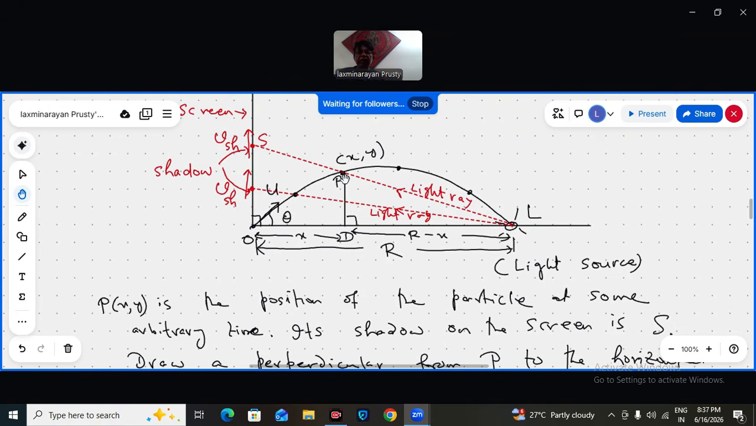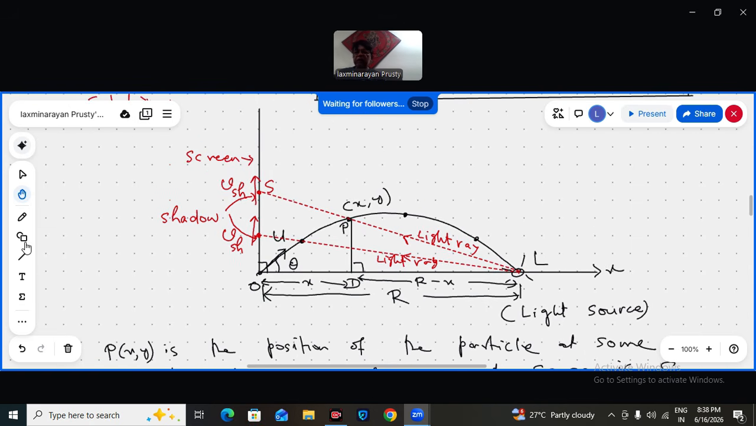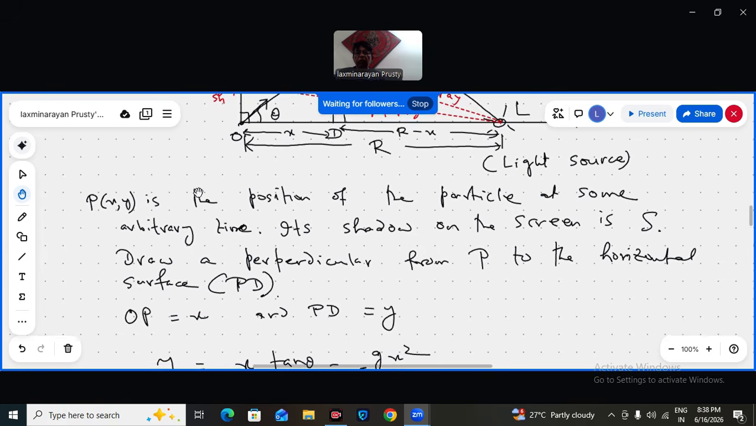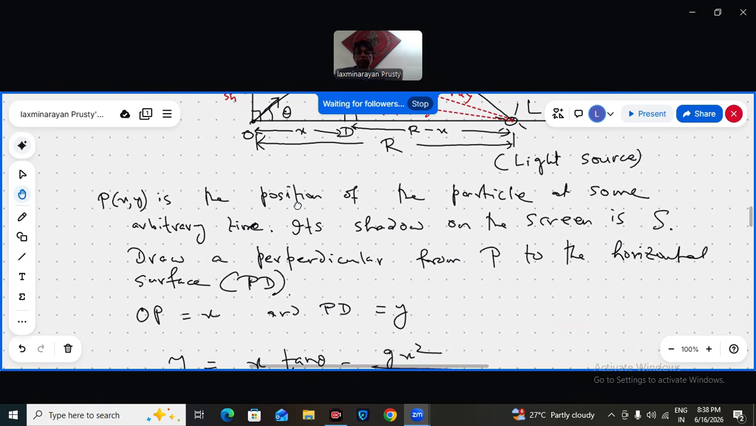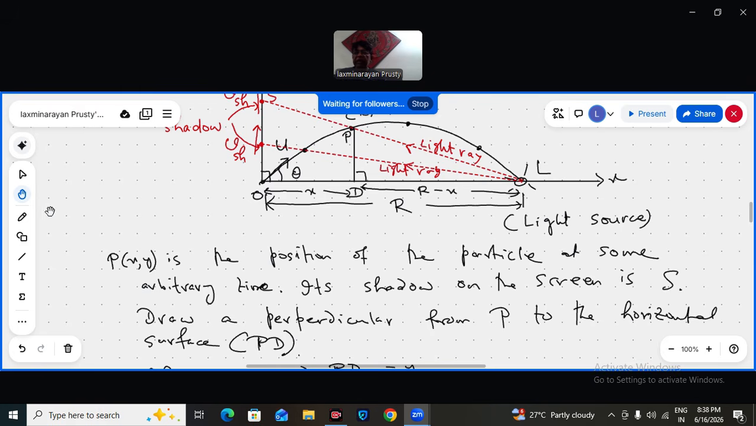And this is the point P at some x comma y. Let me say this is my x-axis. Horizontal is the x-axis and vertical is the y-axis. So x comma y is the arbitrary position of the particle at some time. OD is x.